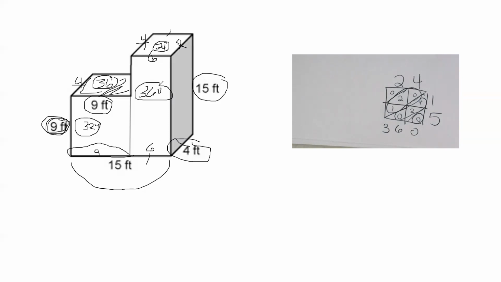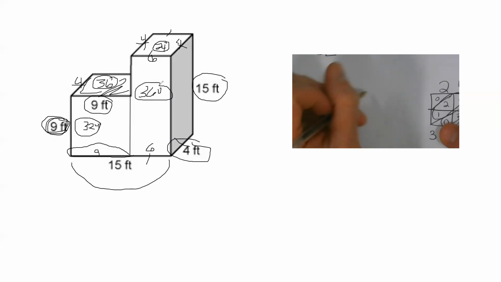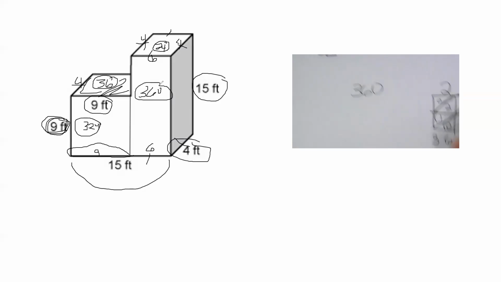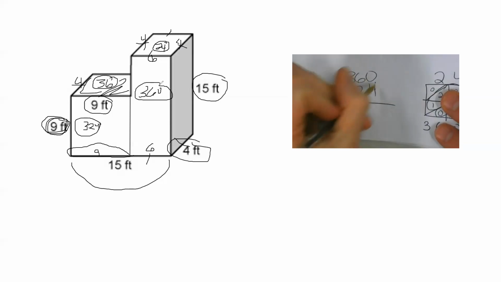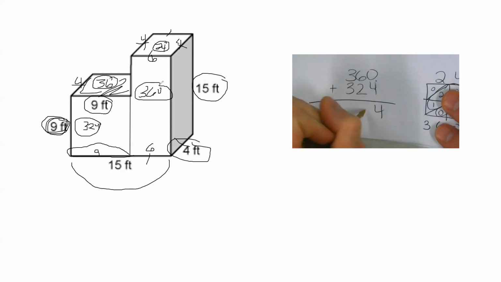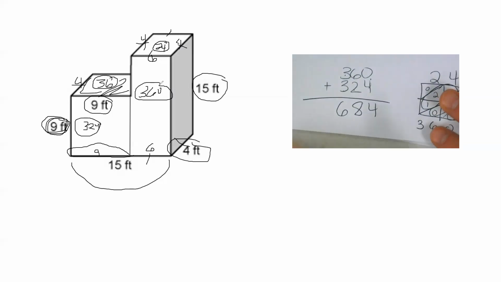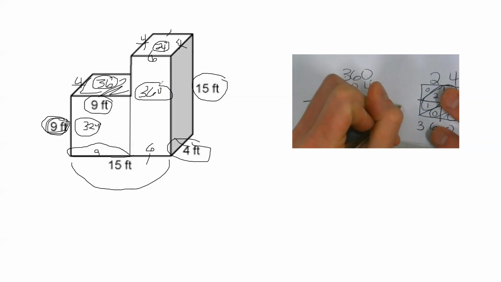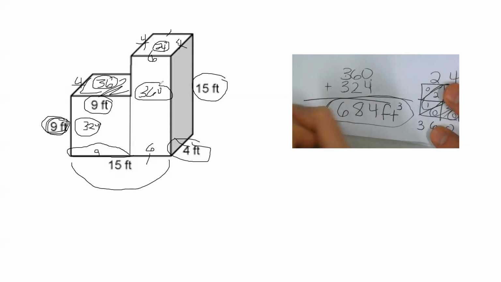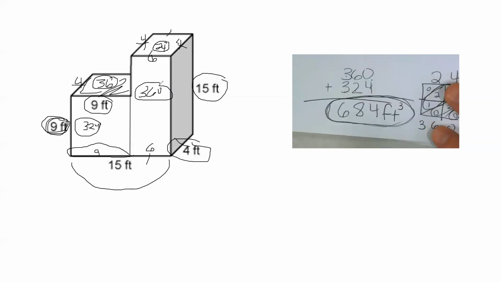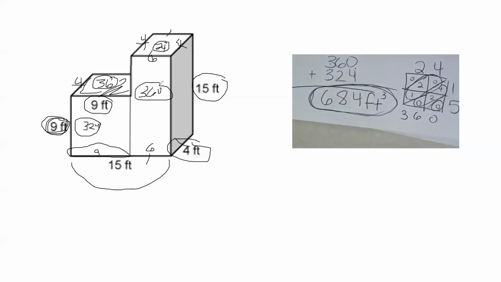So now we just have to add the two towers together. 360 plus 324. 0 plus 4 is 4. 6 plus 2 is 8. 3 plus 3 is 6. So the entirety of this, and remember, it's feet and it's three-dimensional because it's volume, so we put a little 3 there. Call that cubic feet. So it's 684 cubic feet.